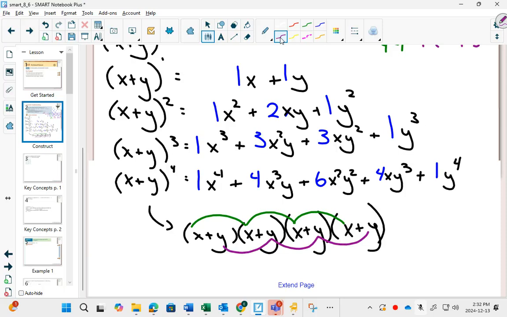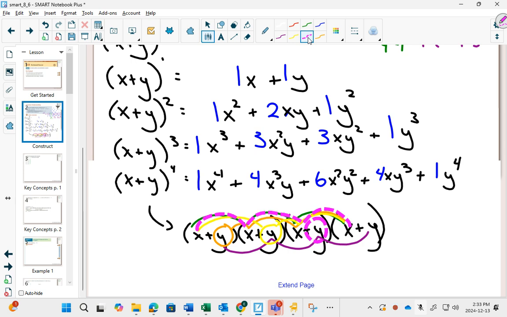When we have an x cubed y, you can make an x cubed y by using this y, and then this x, and that x. You could also get an x cubed y by using this y, in which case you'd have to use this x and this x. We could also have chosen this y, which would mean this x, this y, and this x.